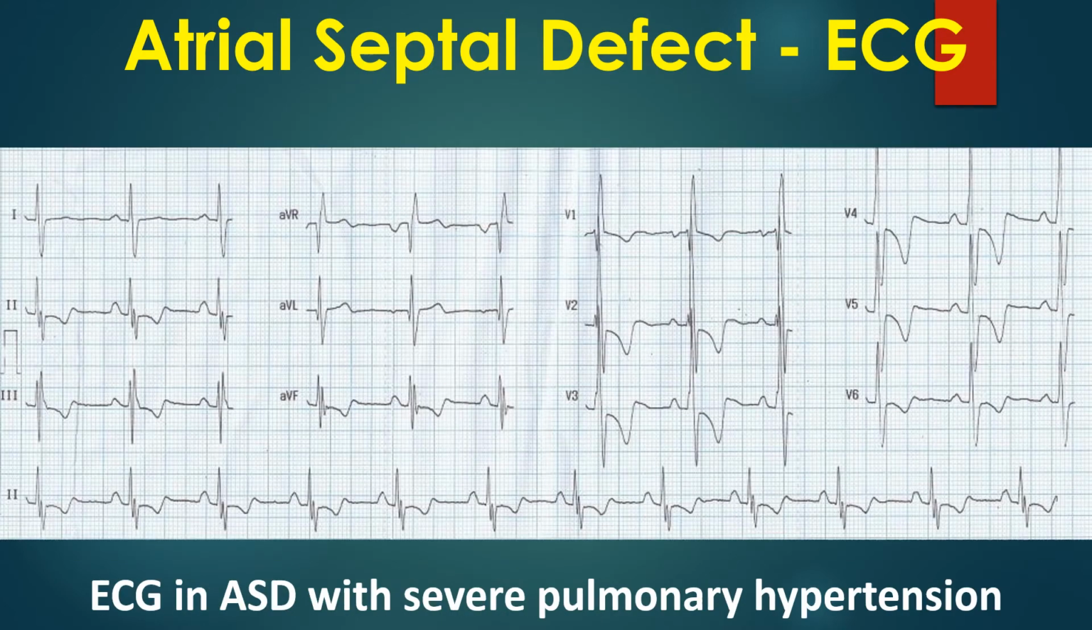ECG in ASD with severe pulmonary hypertension. RS'' pattern is seen in V1 with tall R' possibly reflecting right ventricular hypertrophy. The strain pattern is extensive from V1 to V6. RSR' pattern is seen in lead 3 and aVF as well. The QRS duration is also increased. Echocardiogram in this case confirmed a large secundum ASD with severe pulmonary hypertension and bidirectional shunt.